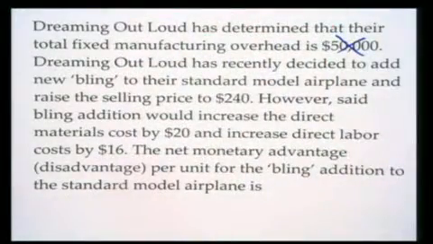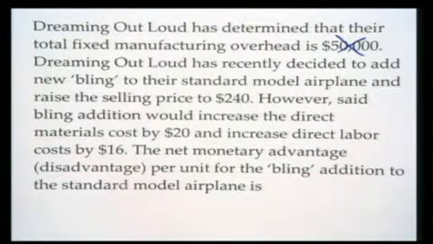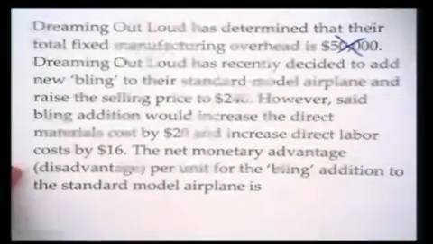They have recently decided to add new bling to their standard model airplane and raise the selling price to $240. However, said bling addition would increase the direct material cost by $20 and increase direct labor cost by $16. The net monetary advantage, or for that matter, disadvantage per unit for the bling addition to the standard model airplane is what? Well, let's see.